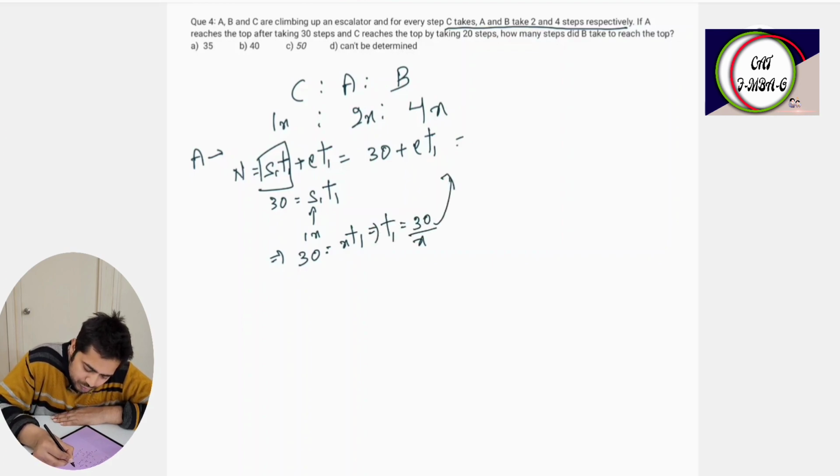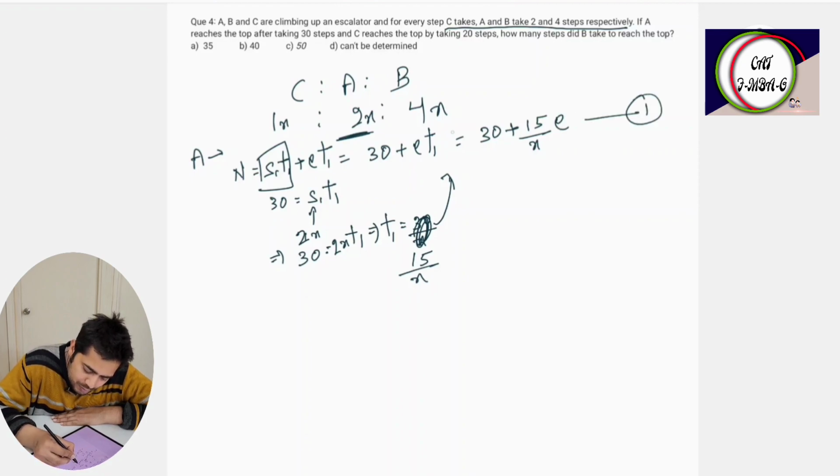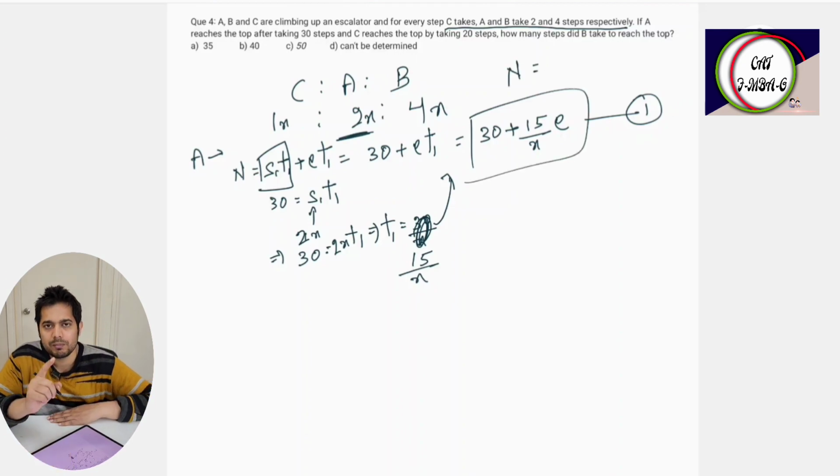Putting this in, N is equal to 30 plus E into 30 by x, which is 30 plus 30 E by x. This is equation number 1.